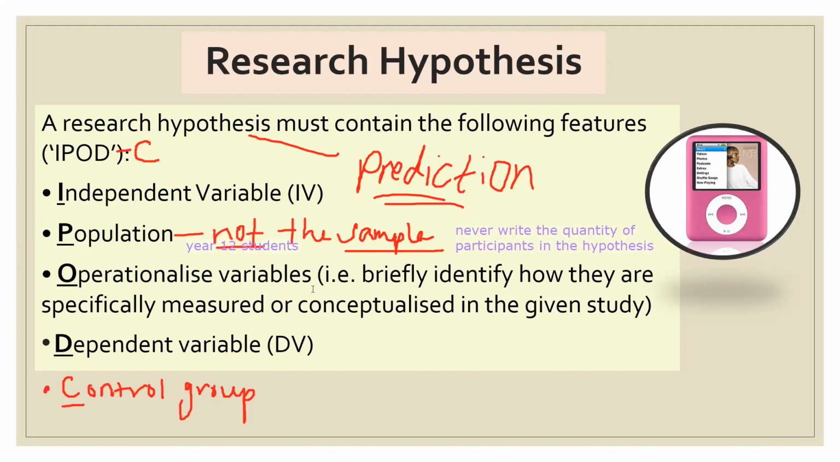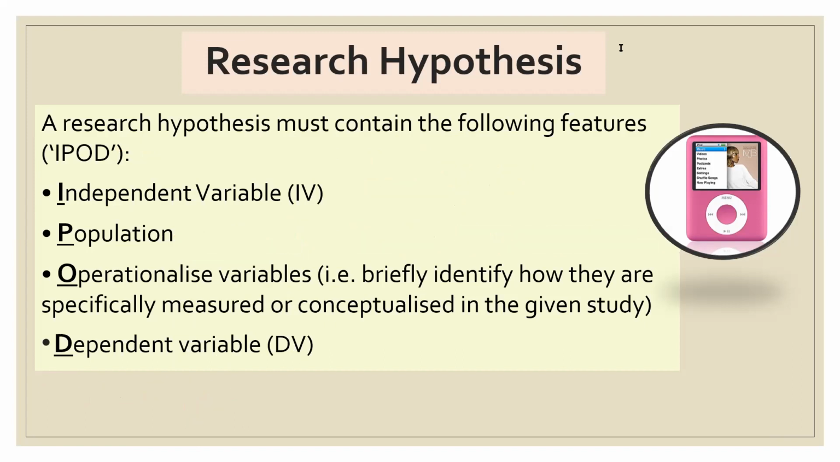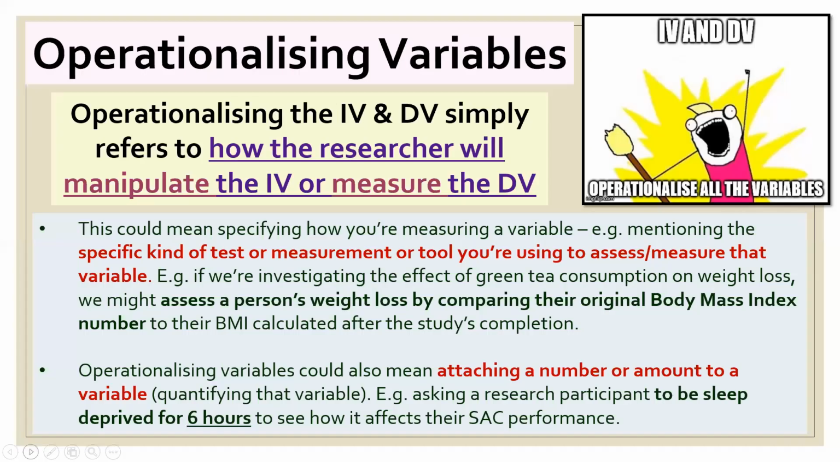Then we operationalize variables, and this is talking about how variables are measured in the study. We mention what the DV is, and then we say compared to participants who were not exposed to the IV. Okay, so that's the control group there. And we'll look at a few examples of this. We'll do some together, and I'll get you to do some as well in the next period when you're in the offline.